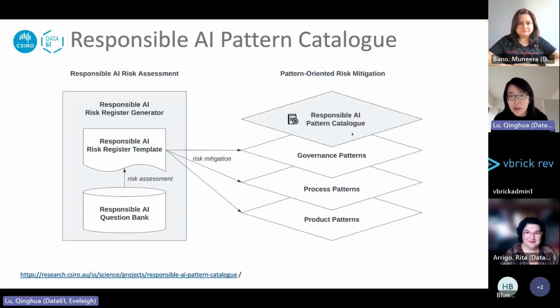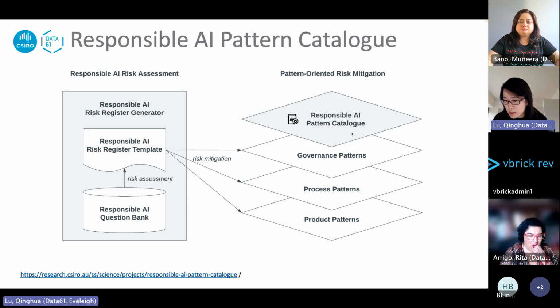And to mitigate risk, we propose a pattern-oriented approach. We have collected more than 60 patterns as reusable solutions to help manage AI risk. We classify those patterns into 3 groups. The first group is called multi-level governance patterns. It can help practitioners make sure their project management process or development process is compliant with standards and regulations. And the second group is called development process patterns.